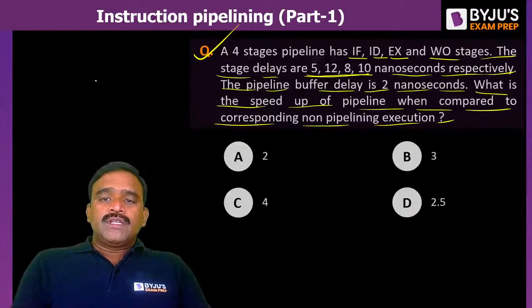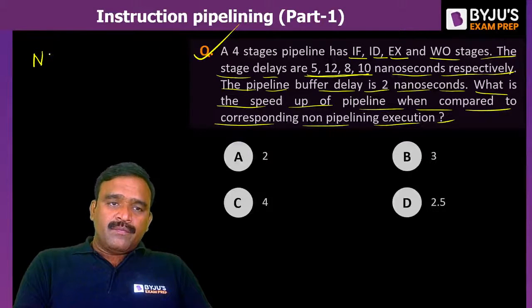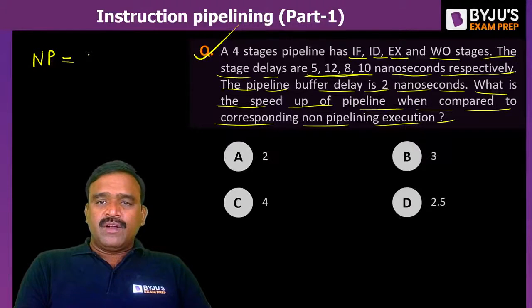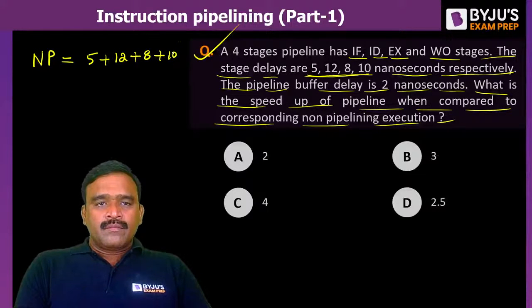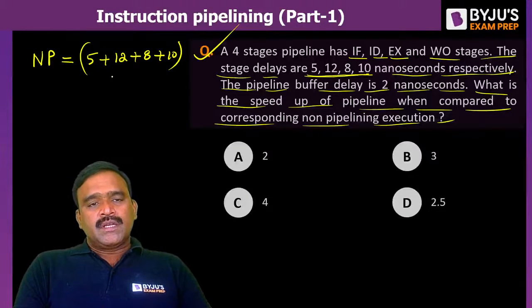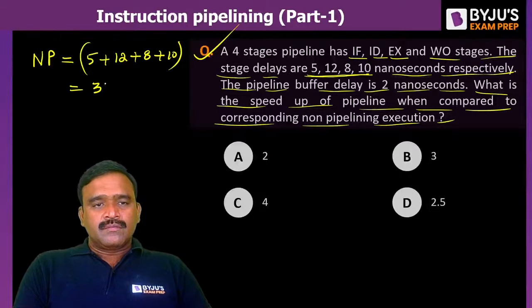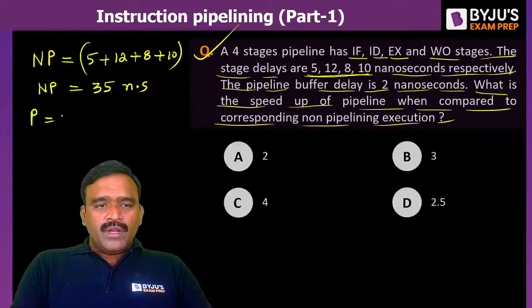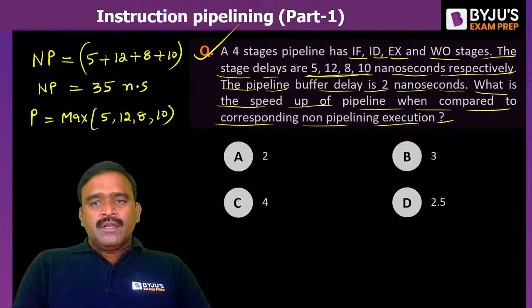Fine. 4-stage pipeline. What is the non-pipelining time? There is no overlapping, so the sum of all the stages we can consider. So it is 5 plus 12 plus 8 plus 10. 20 plus 10, 30 plus 5, 35 nanoseconds. Non-pipelining time is equal to 35 nanoseconds. And for pipeline time, we have to take the maximum of this. So the maximum of 5, 12, 8, 10 is 12. 12 nanoseconds is the maximum.